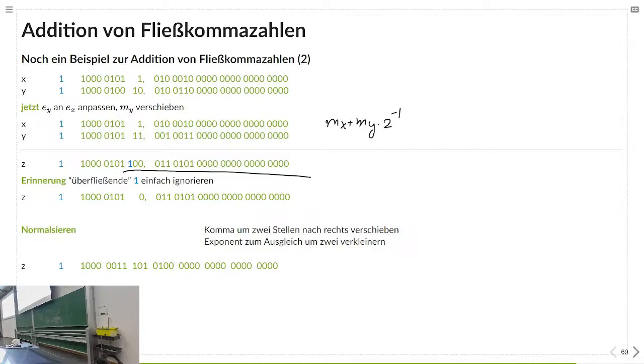That is ignored. So the mantissa MZ is 0, 0, 1, 1, 0, 1, 0, 1, 0, 0, 0, 0, 0, 0, 0. Now, this is between 0 and 1. We need to normalize that. Right? How many bits do we need to normalize that? We need to normalize the MZ because MZ is between 0 and 1.